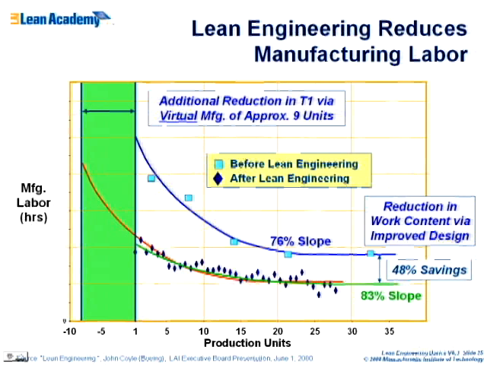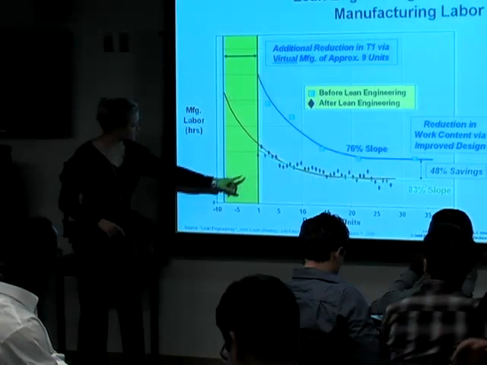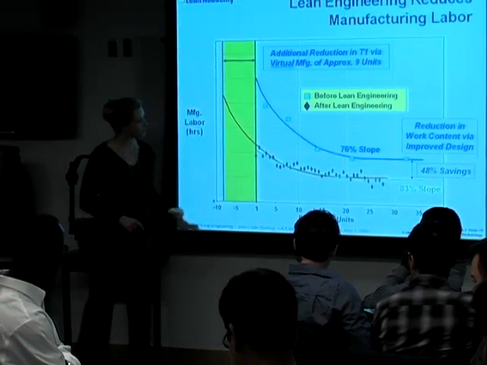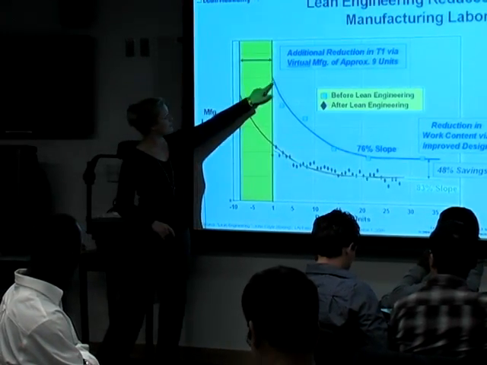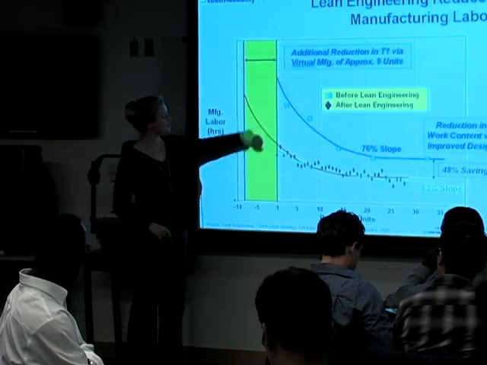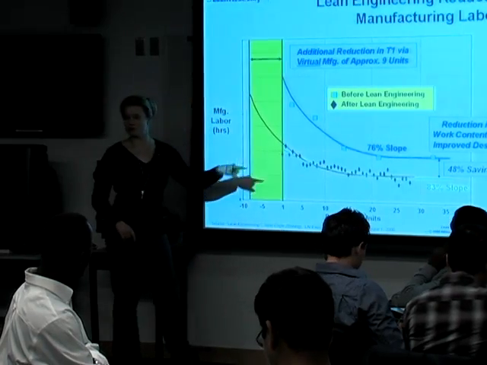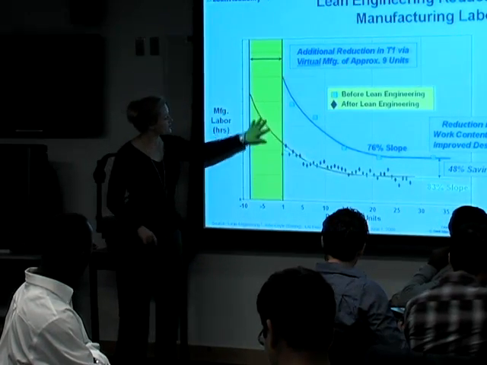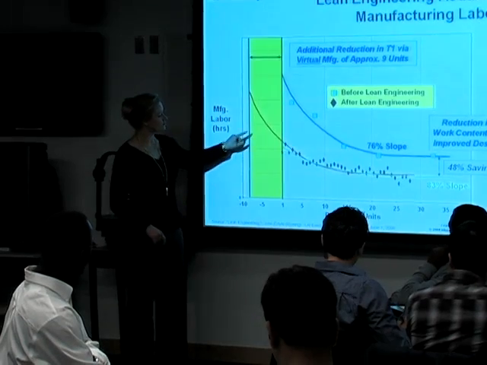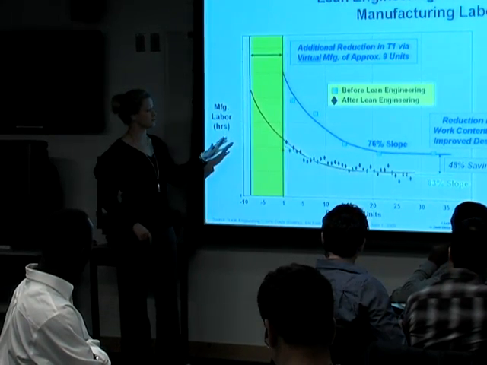Let's look at another example of how lean engineering tools help reduce manufacturing labor. What I'm showing you here on the y-axis is a count of manufacturing labor in terms of hours, and on the x-axis is the number of production units. Right here is where the first physical production unit is made. This blue line shows the labor hours per production unit before lean engineering processes and tools were applied. This curve down here shows the results after lean engineering processes were applied.